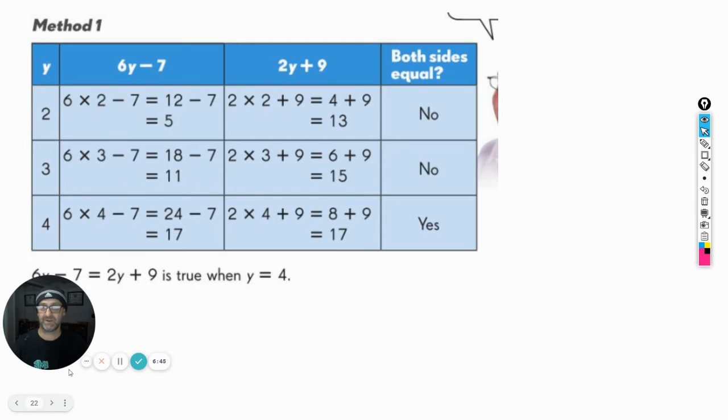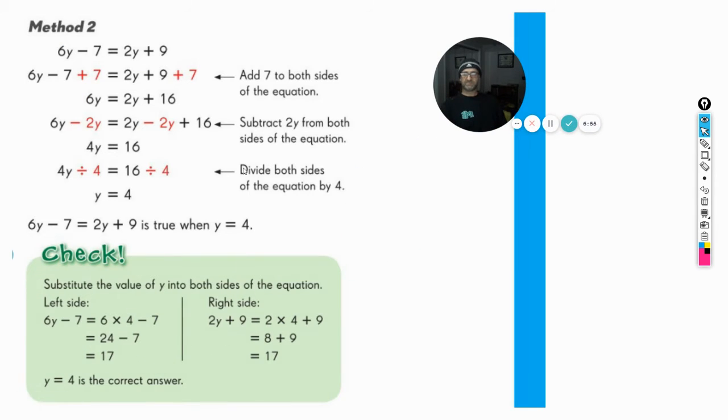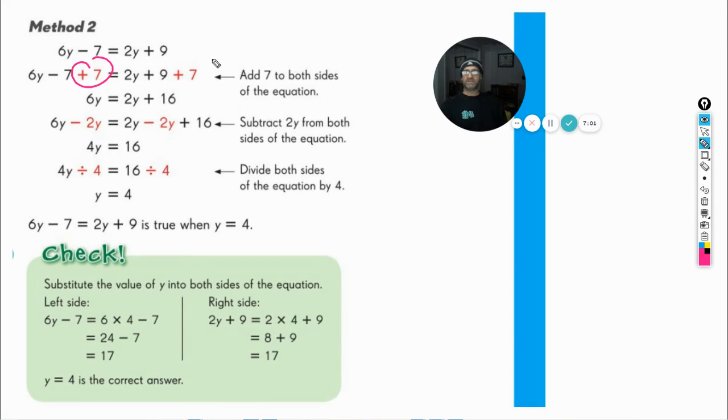Okay, so here's the guess and check method. Does y equal 2? Does y equal 3? Does y equal 4? Not going to do it. Here's what we did. So they did the +7 first. They showed all of this. I really just wrote down the steps in the red. I wrote that down. I wrote that down. I wrote that down. So you could get away with writing just the steps in the red, or you can do the whole thing.